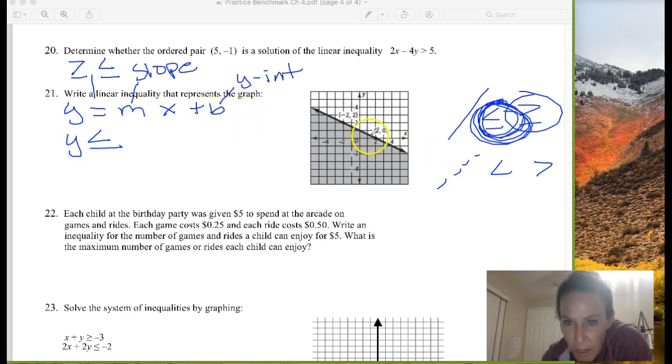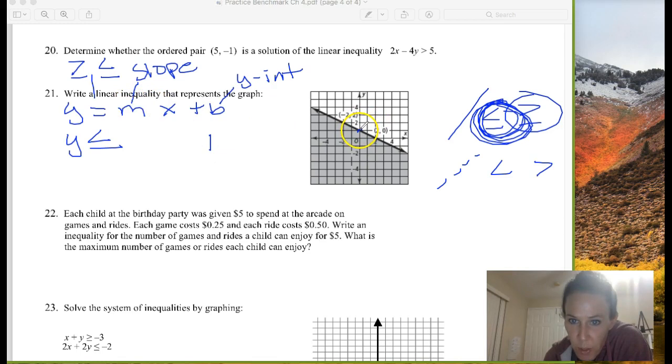Well, find your y-intercept, look at your graph. Here's 0. It looks like it intercepts the y-axis right here. Look at how it's numbered. It goes 2, 4, so that means this is 1 right here. Okay, so my y-intercept is at 1. So there I have that. Now I just need my slope.